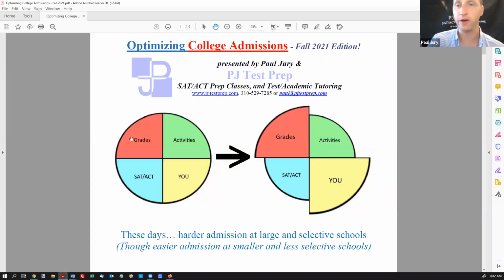Grades have always been and remain the most important thing that schools are looking at. You guys know this already. I'm not going to spend a ton of time talking about grades because you already know that. So, this probably was always a bigger quadrant. And by grades, of course, I don't just mean your GPA. It's the academic course load and how much you're challenging yourself. We'll talk more about that in a second, but that's always a huge deal. It's even more of a big deal during this time of SAT and ACT test blindness or test optionalness.